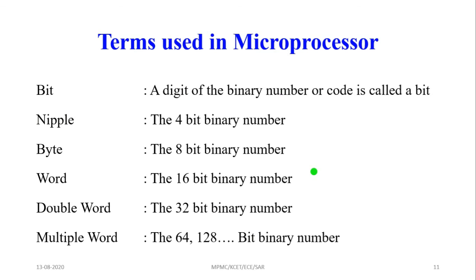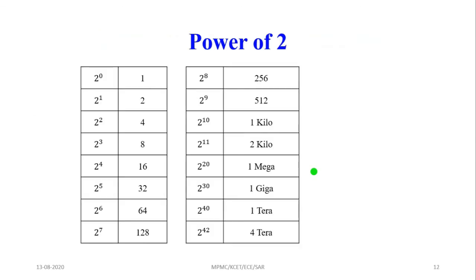Here, we are going to see the terms used in microprocessors. A digit of a binary number is called a bit. A 4-bit binary number is called a nibble. An 8-bit binary number is a byte, and a 16-bit binary number is a word. A 32-bit binary number is a double word, and 64, 128, 256, 512 bits are called multiple words.